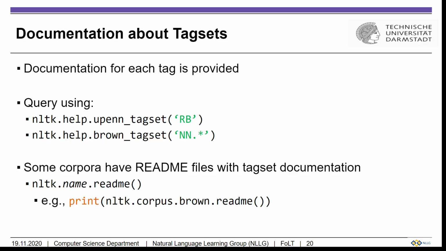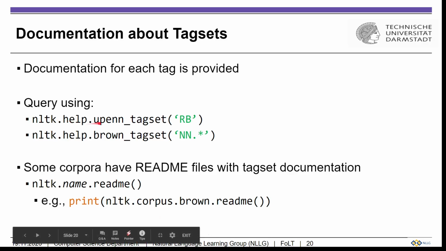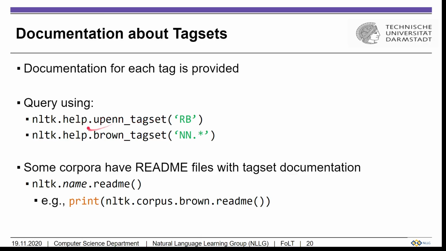The documentation about tag sets is provided if you go to NLTK help and you type in, let's say you choose the UPenn tag set and you want to find out what does RB mean, or you go to the Brown tag set, you want to find out what does NN mean, and there are different NNs, so you can query for those different NNs and you will get a small documentation, and maybe there's even a README associated.